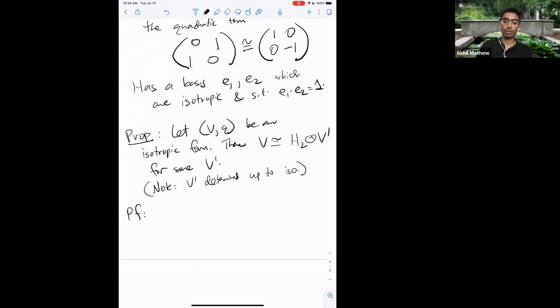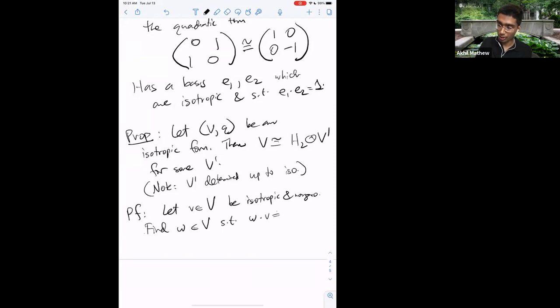Right, so how do we prove this? Well, if V is a quadratic form, we can let lowercase v be an isotropic, non-zero vector. And then we're just going to build a hyperbolic plane sitting inside V. By assumption, our quadratic form is non-degenerate, so we can find a vector W in V such that W dotted with v is not zero. And then basically you just have to normalize it. So then v and W are going to span a hyperbolic plane.